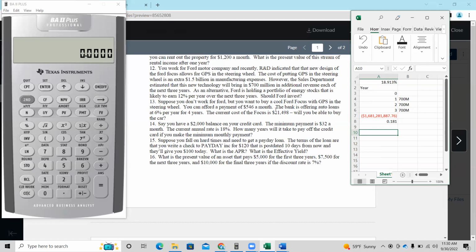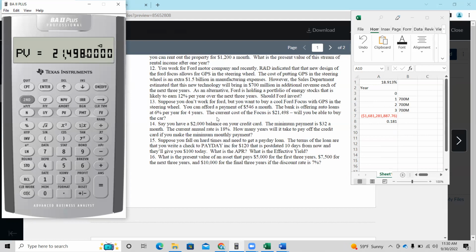Okay. Again, we can solve this 2 ways. The first thing we can do is solve for how much of a payment we can afford. Look, we need a loan for $21,498. So if we go into the bank and we get a loan for $21,498, that's going to be a present value. Okay. And again, what are we solving for? We're solving for payment.